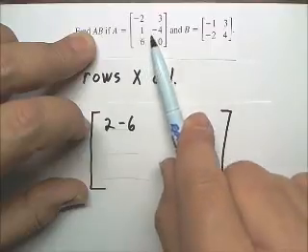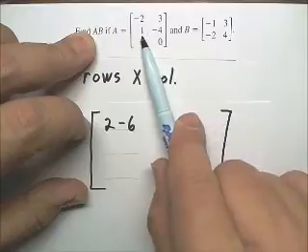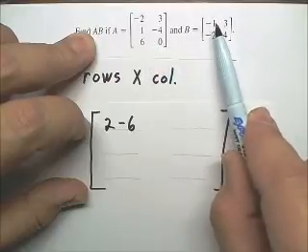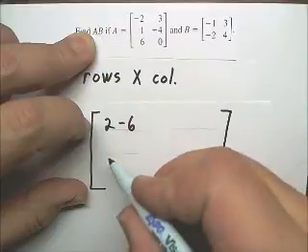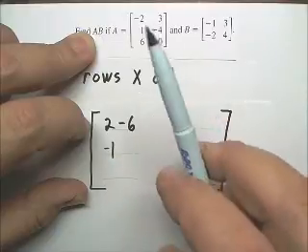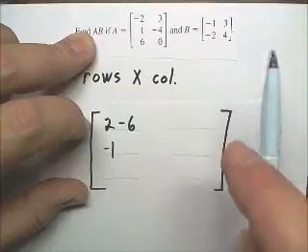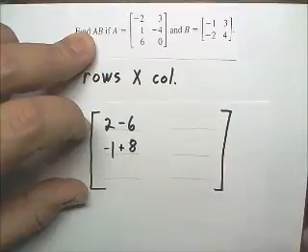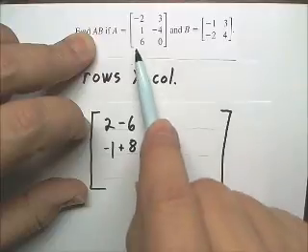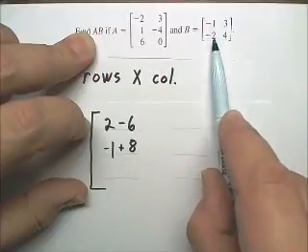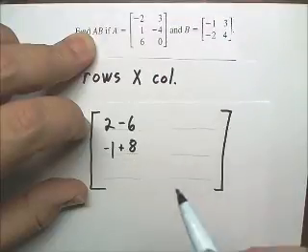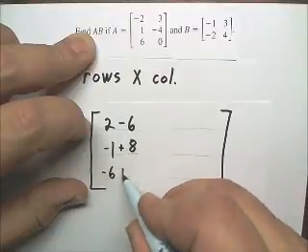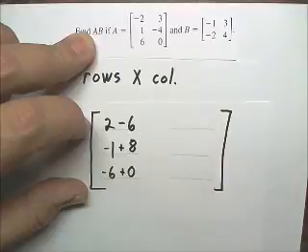And then to get this one, we'll multiply this row times that first column again. And 1 times -1 is -1, and -4 times -2 is +8. So we have -1 plus 8. Now the bottom one is 6 and the 0 times the -1 and the -2, so that's -6 plus 0.